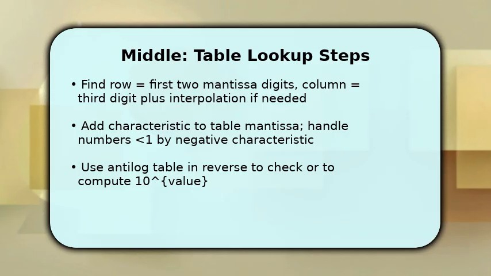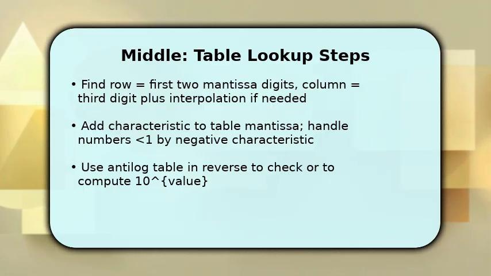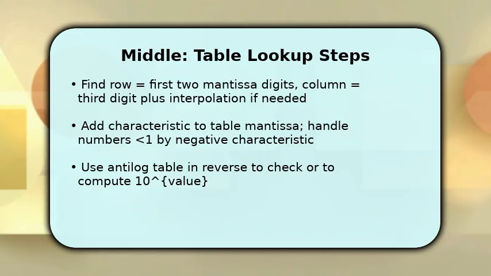Make sure to add the characteristic to the mantissa value to form the full logarithm. If the initial number was less than 1, the characteristic is negative. Finally, verify by quick antilog to ensure the reconstructed value matches the original scale.